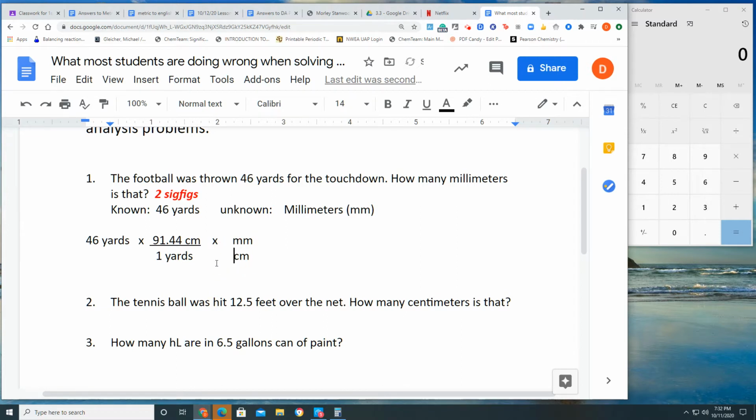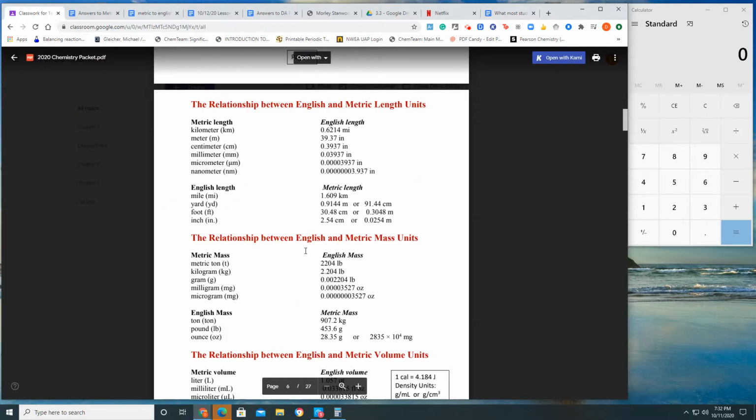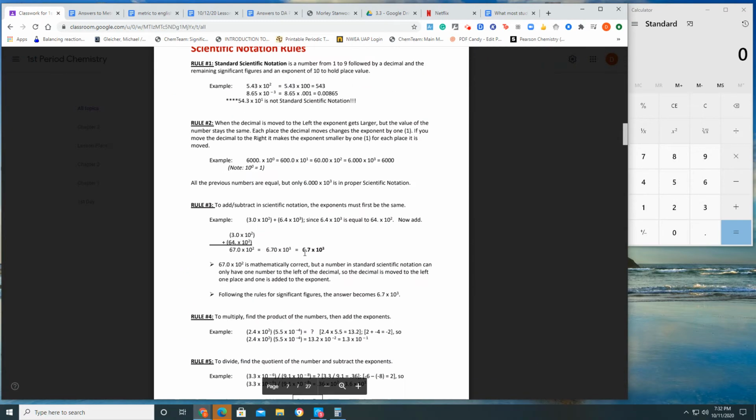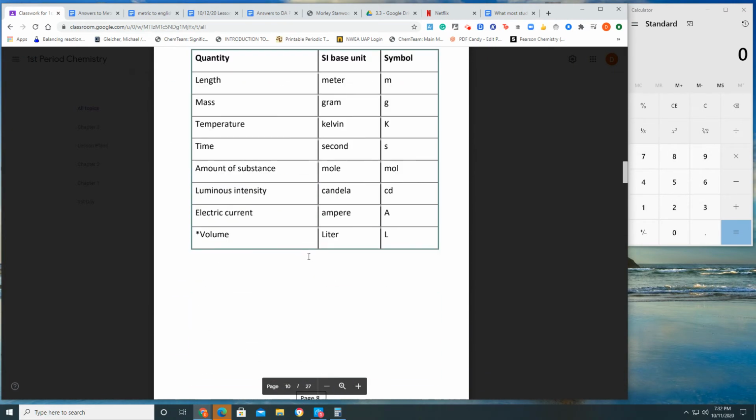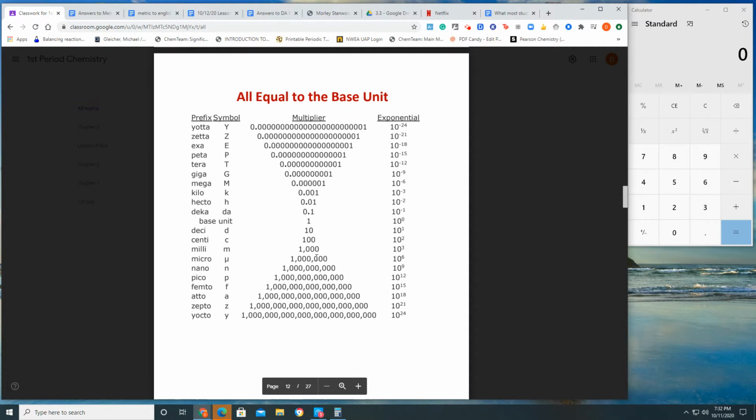Now there's 2 ways to do this. You've got to think about what's easier for you. I'm going to go back to this, and I don't have it. This is metric to metric, so I can use either my staircase or I can use this one here.